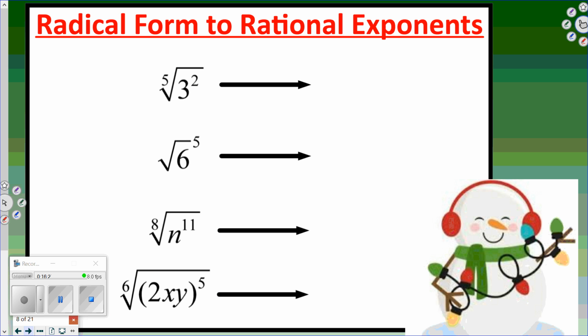So the fifth root of 3 squared. To write it with rational exponents, it would be 3. The exponent is 2. Roots grow underground. That is 5. Right? Exponent on top, root on bottom.